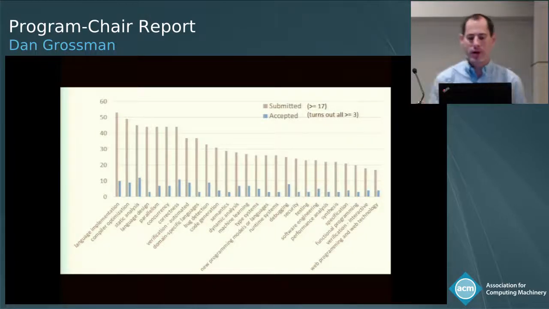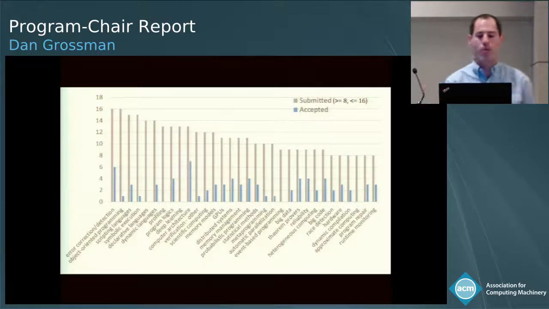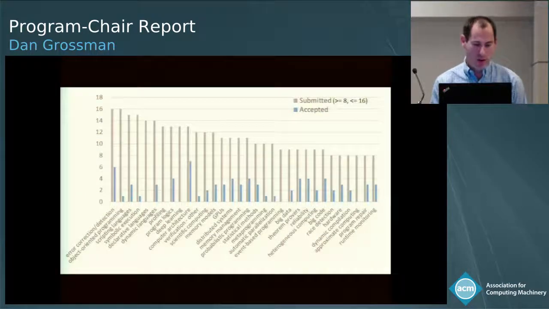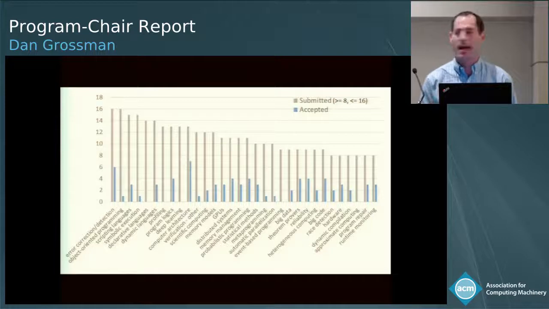Okay? If you then go to the middle section, you start getting a lot more noisy stuff because the number of submitted papers is now between 8 and 16, and you get some zeros, and you get some higher numbers. Like it turns out computer architecture had about a 50% acceptance rate for whatever reason this year in PLDI. We have some great papers that touch on the hardware that is running all the software that people are writing.